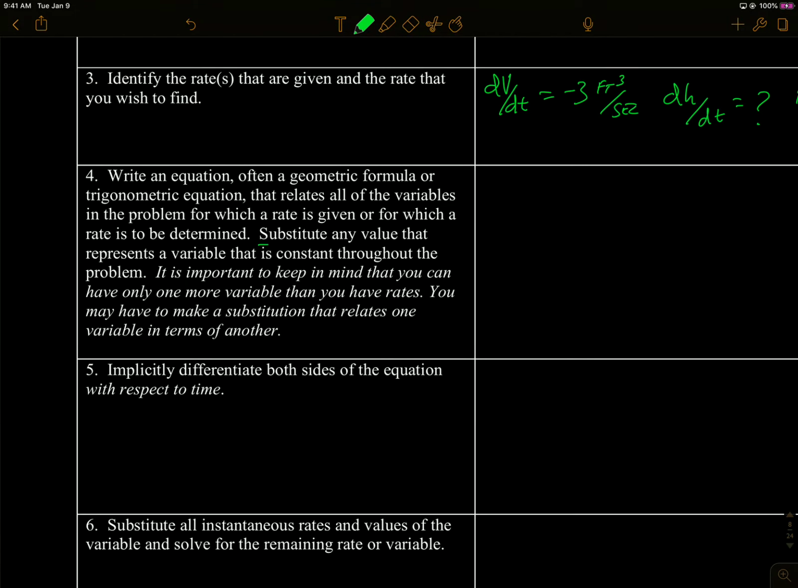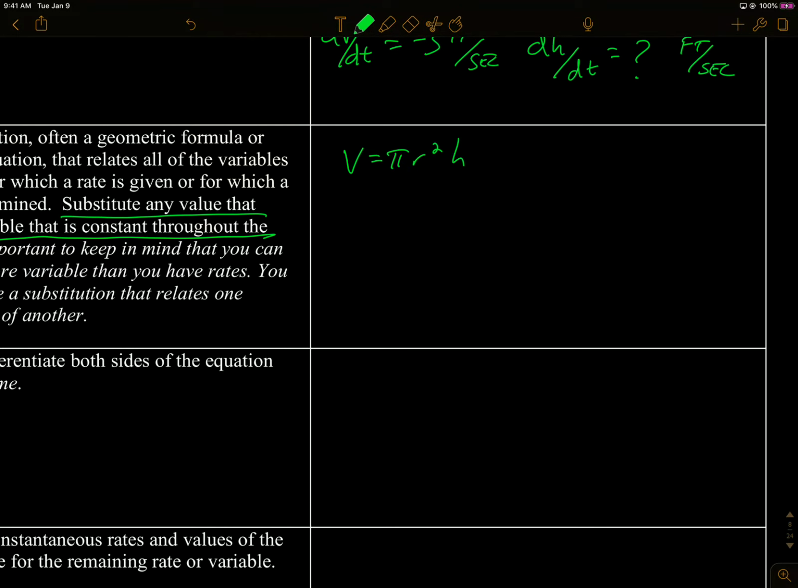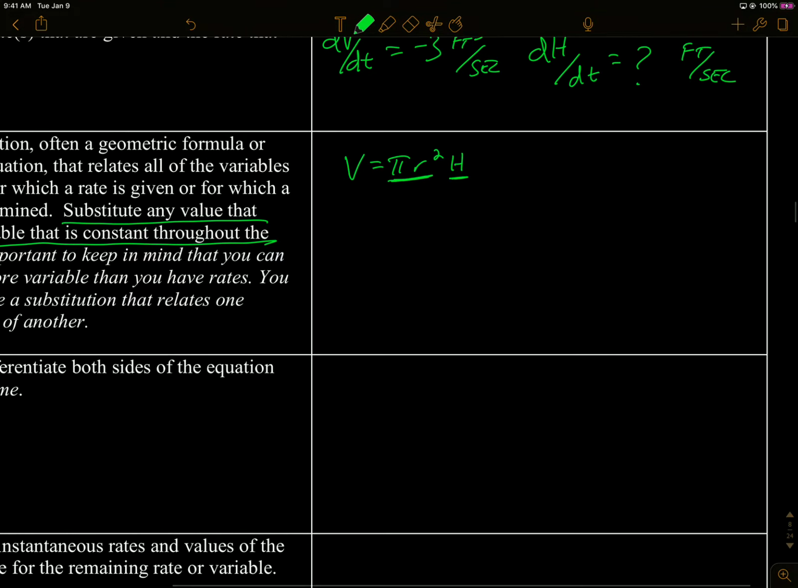All right, so now we're going to write our geometric formula. The key here is to substitute any value that represents a variable that is constant throughout the problem. That radius is not changing as the water leaks out, so we're allowed to take our volume formula for the volume of a cylinder, which is area of the base times the height. I used a capital H, so let me stick with that, which means that should be capital H here. So the radius is 4 at all times of the water because it's not a cone. If it were a cone, the radius would be changing. So now our formula is V = 16 pi H.